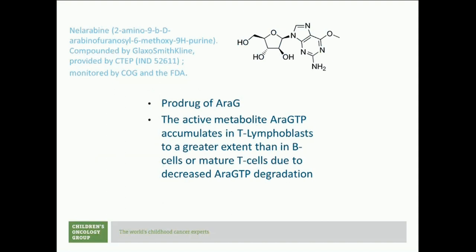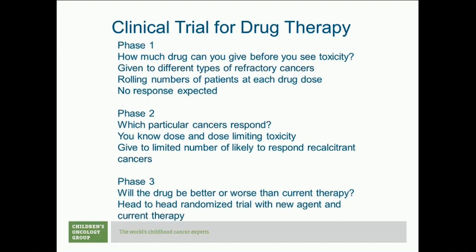So you have to understand a little bit about how clinical trials for drug therapy are conducted. First you have to run a phase one. And phase one is, how much drug can you give before you see toxicity? We're not looking for a response. We're not looking at a specific cancer. It's how much drug you can give a human being before they get side effects. And what kind of side effects are they? So it's given to different types of refractory cancers. You get a rolling number of patients, usually 6 at each drug dose, and no response is expected. Then if it turns out that you can give it safely with a good side effect profile, and you know how much you can give to a human, then you get a phase two.